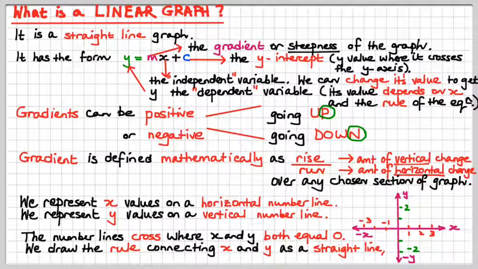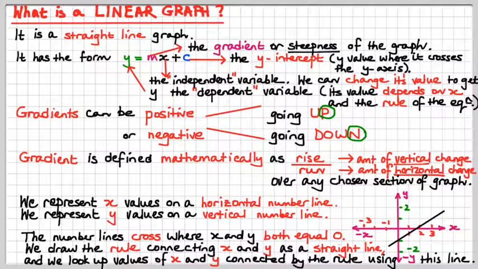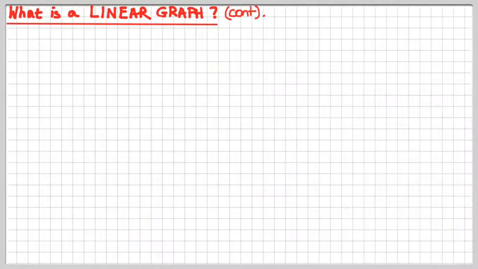We draw the rule connecting x and y as a straight line. For a linear graph, it'll be a straight line like that. And we look up values of x and y connected by the rule using this line. It's that cool. Nothing mysterious about it, but you'll need to practice to get used to it, guys.